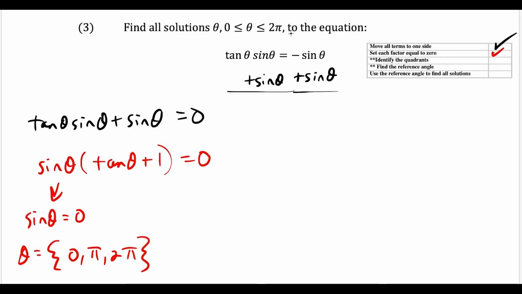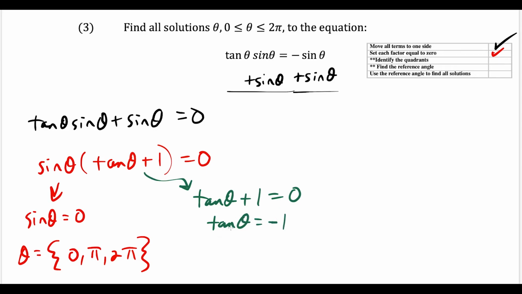So there's a lot of repetition with these questions, but after a while you start to get the flow here. So now we have the other factor equal to 0, tangent theta plus 1. And we move the 1 to the other side. We're going to have tangent theta equals negative 1.